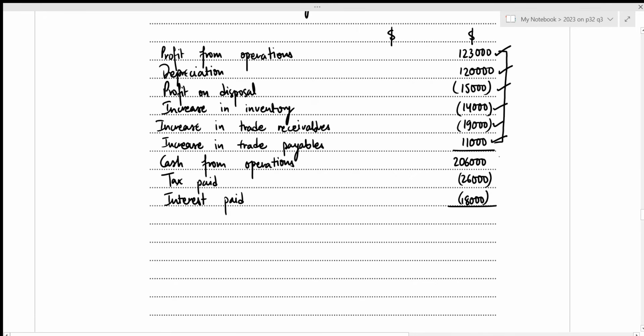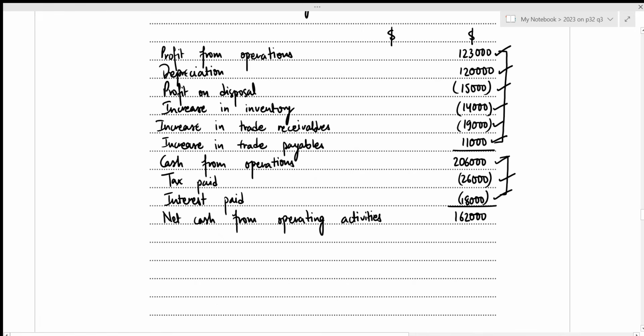Now, after adjusting it to the cash from operations, we can get our net cash from operating activities. That will be 206,000 minus 26,000 minus 18,000, which results in 162,000.